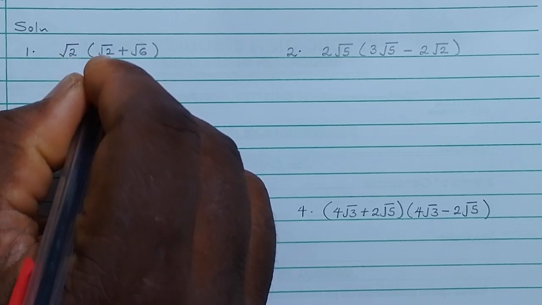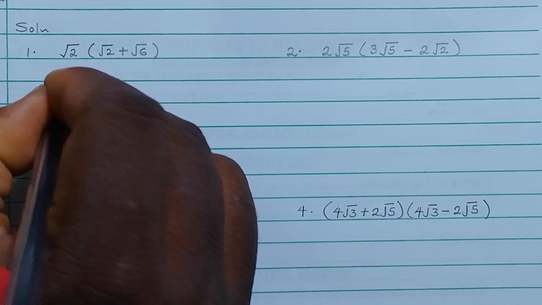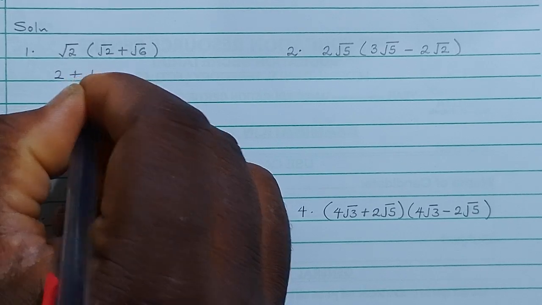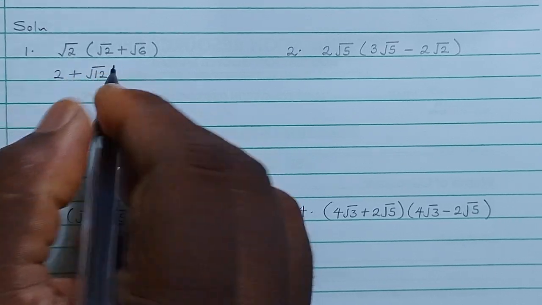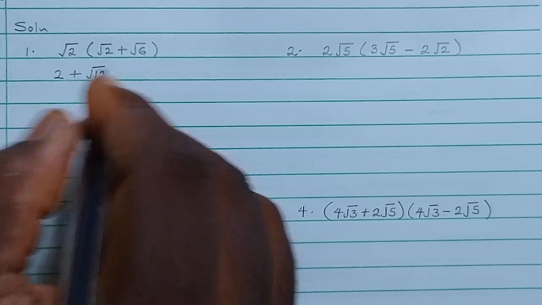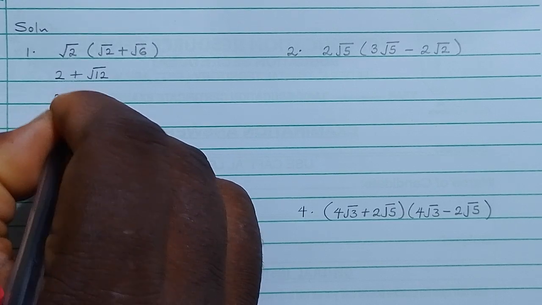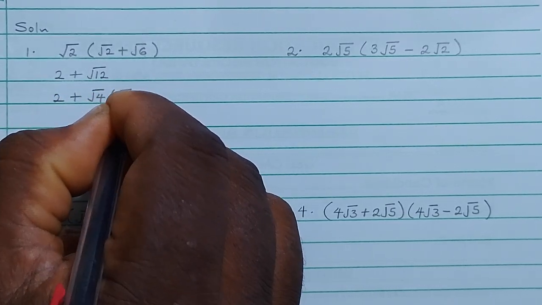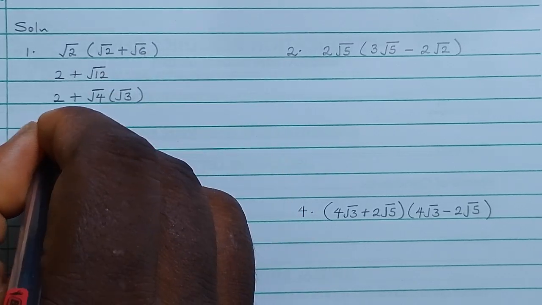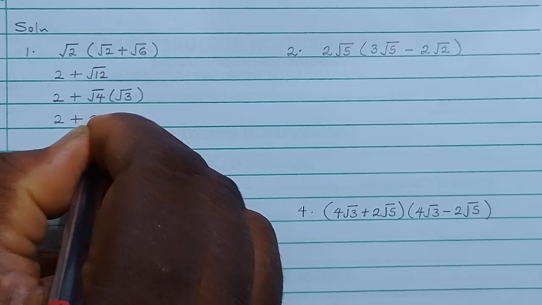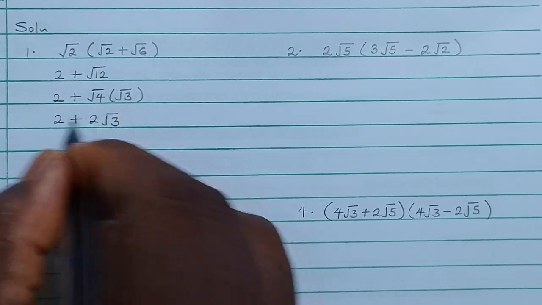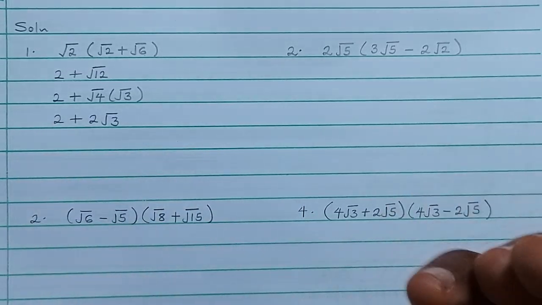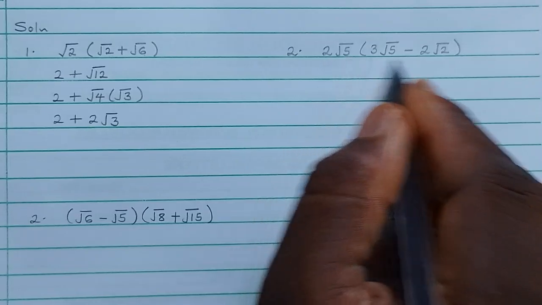Root 2 multiplied by root 2 is 2. Root 2 multiplied by root 6 is root 12. Then we can simplify root 12 using the perfect square. This is 2 plus root 4 into root 3. So this is 2 plus 2 root 3. We've removed the bracket and likewise we have simplified. Now we move on to question number 2.